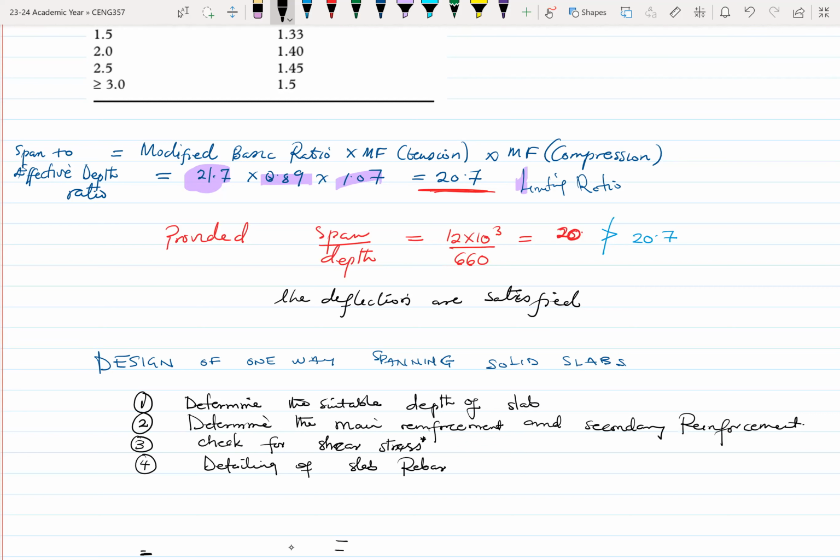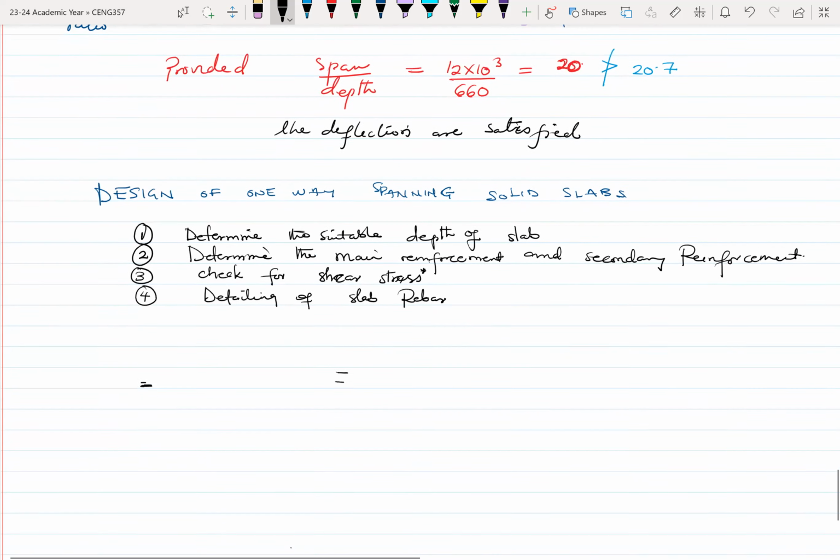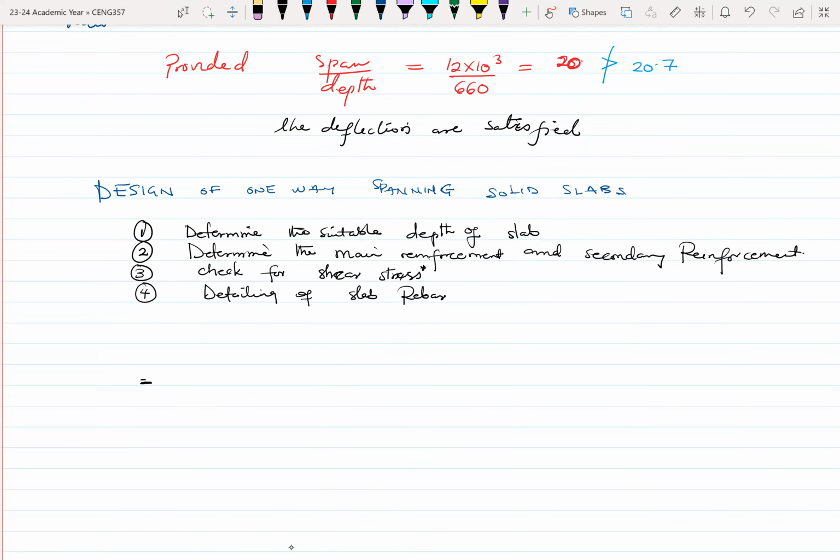All right, so something like that. So that's what we need to take note of. When it comes to spanning one way solid slabs, they are typically designed as though they consist of a series of beams of 1 meter width.